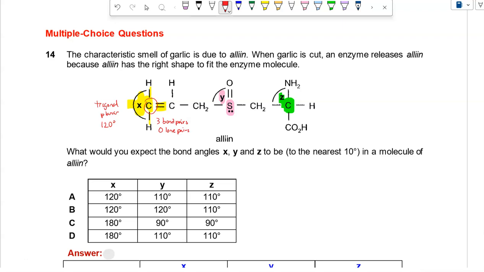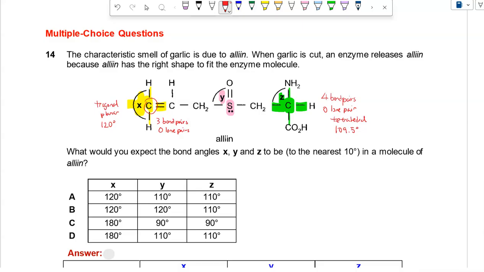Alright, for the carbon that's highlighted in green, the angle Z, you can see clearly 4 bonds, 1, 2, 3, 4. So it's a case of 4 bond pairs, 0 lone pairs. The shape will therefore be tetrahedral, and the bond angle will be 109.5 degrees.